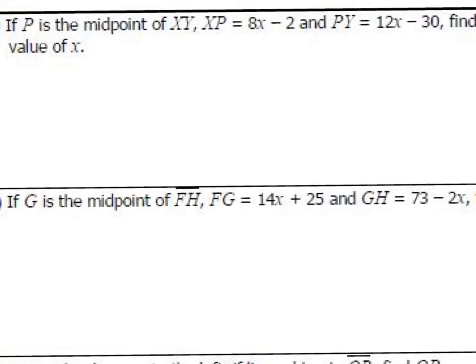All right, the last section of examples. It says P is the midpoint of, this should have a segment over it. P is the midpoint of segment XY, so add that segment in there. XP, that means the distance from X to P, is 8X minus 2. And PY, the distance from P to Y, is 12X minus 30. Find the value of X.